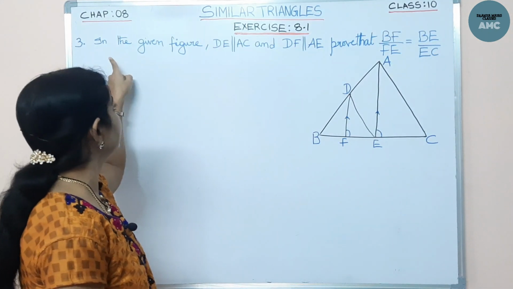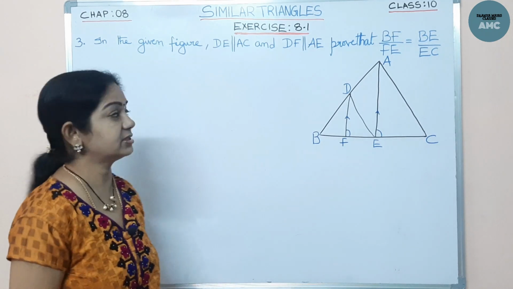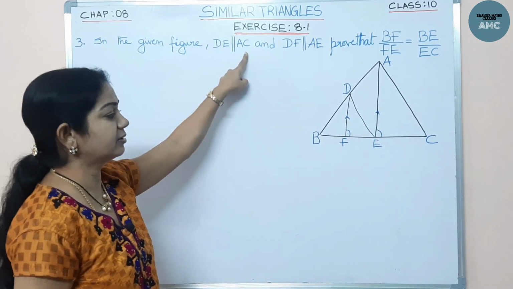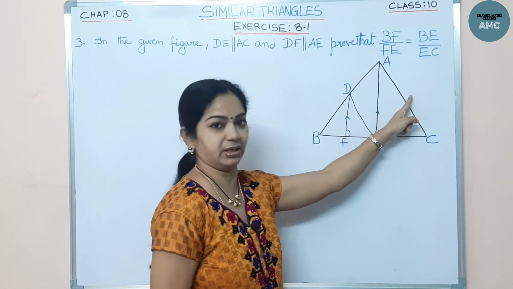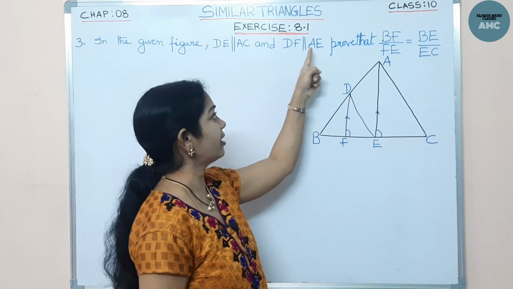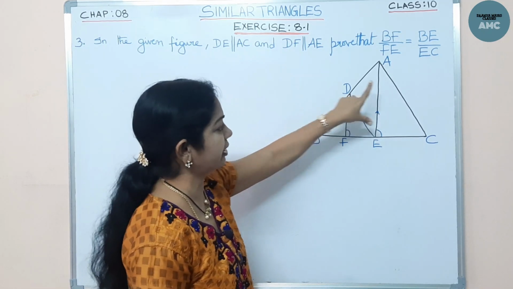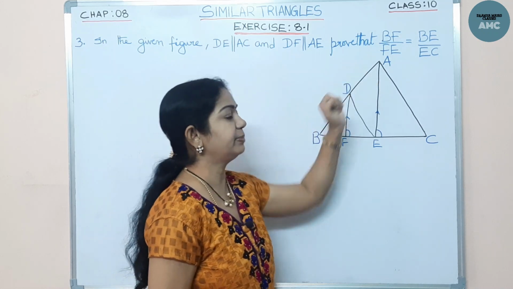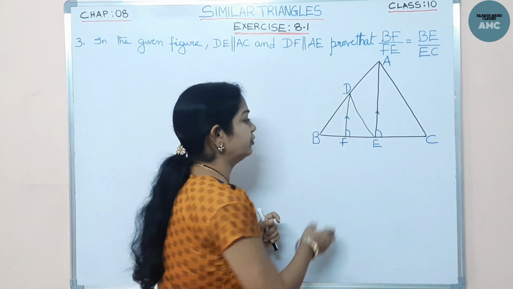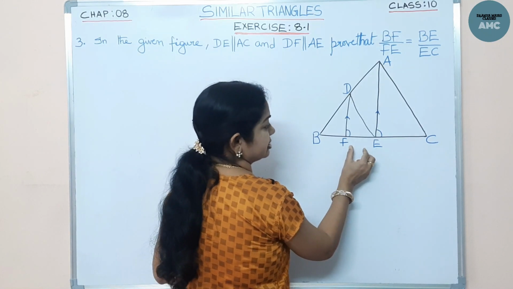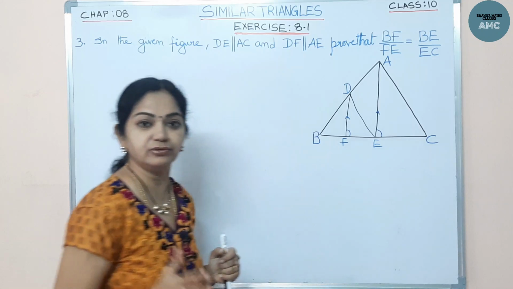Now the third problem here. In the given figure, see the figure here, also given in the question. DE is parallel to AC, and DF is parallel to AE. Prove that BF by FE is equal to BE by EC. That means we have to prove BF by FE is equal to BE by EC.